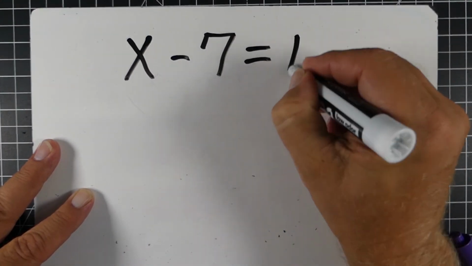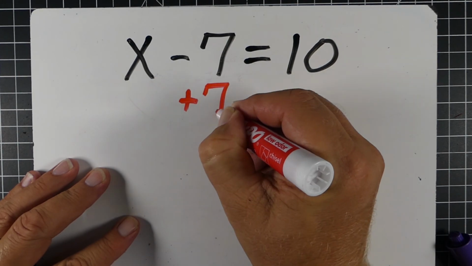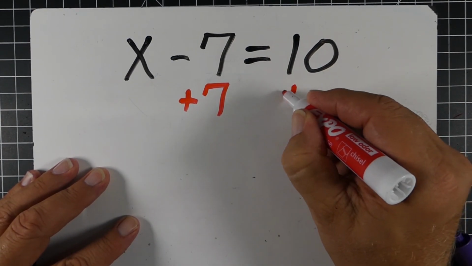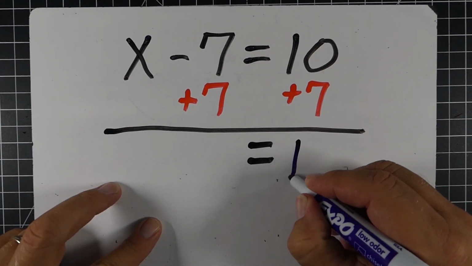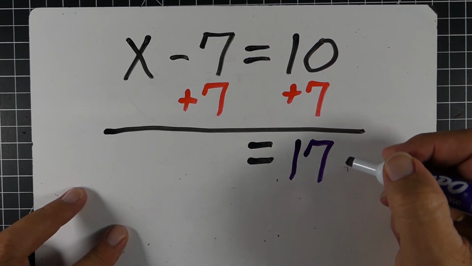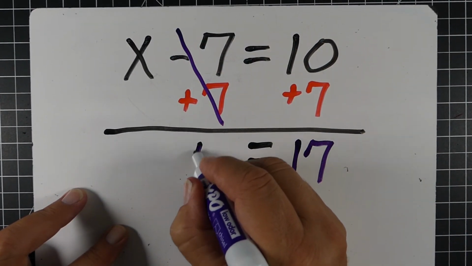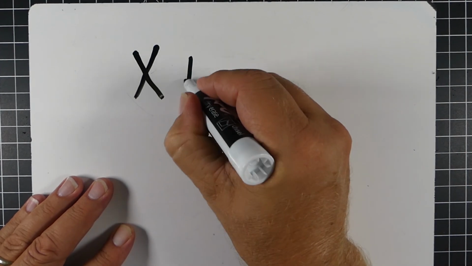In this example here, x minus 7 equals 10. We're going to add 7, doing the opposite of minus 7. So on the right side, we're going to get 17. The minus 7 and plus 7 cancel each other out. We're left with x on the left side, x equals 17.